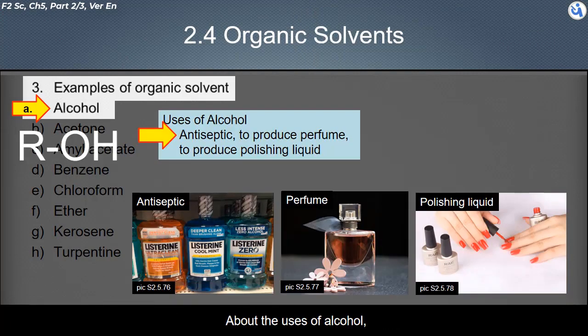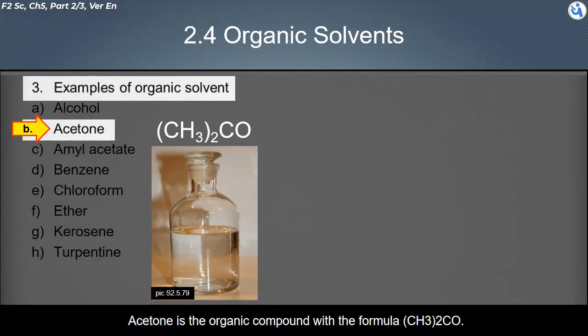About the uses of alcohol. Alcohol can be used as antiseptic. Alcohol can be used to produce perfume and to produce polishing liquid.